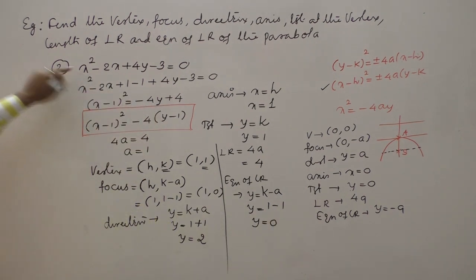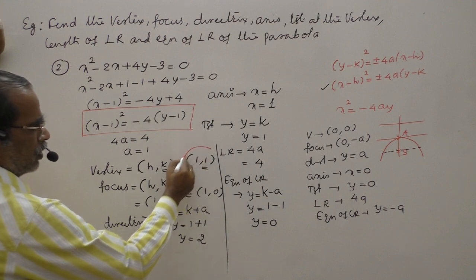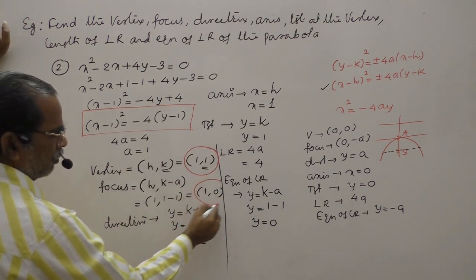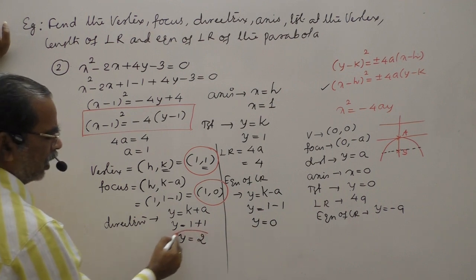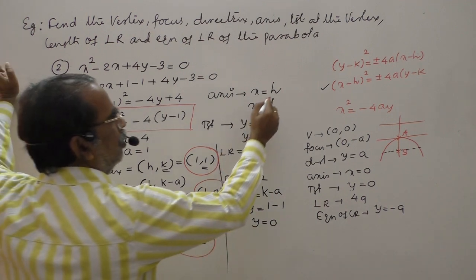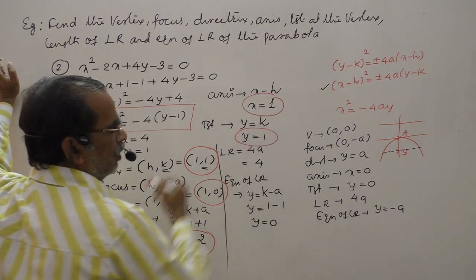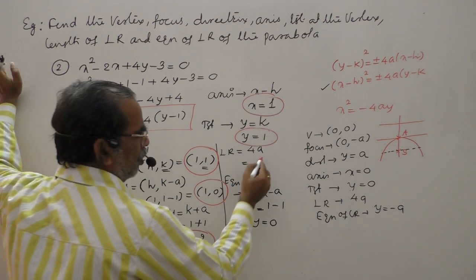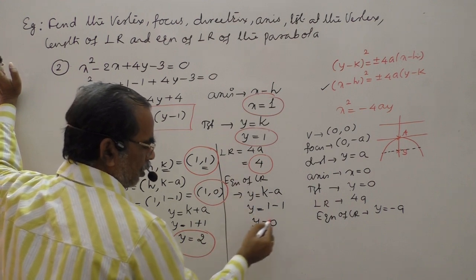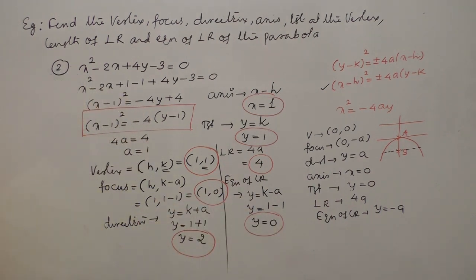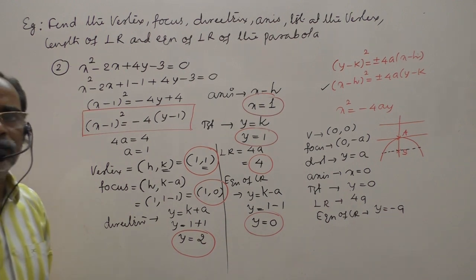Therefore for the given parabola, vertex is h comma k, 1 comma 1. What is focus? 1 comma 0. Directrix is y equal to 2. Axis is x equal to 1. Tangent at the vertex y equal to 1. Latus rectum's length 4. And equation of this latus rectum is this one.